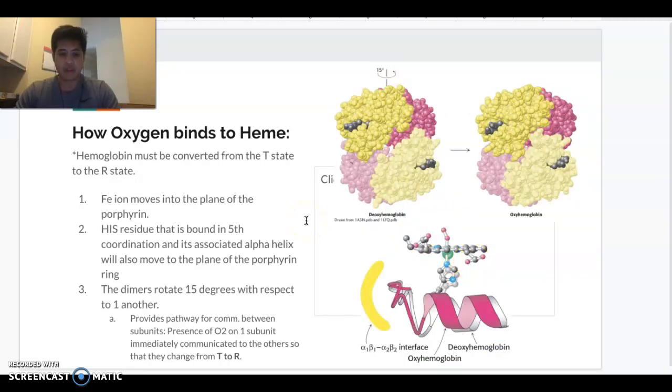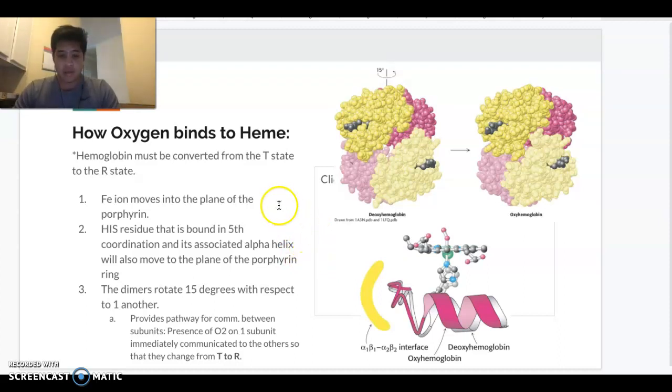So how does oxygen bind to heme? Hemoglobin must be converted from the T state to the R state. First, the iron ion moves into the plane of the porphyrin. Then the histidine residue that is bound in the fifth coordination and its associated alpha helix will also move to the plane of the porphyrin ring.